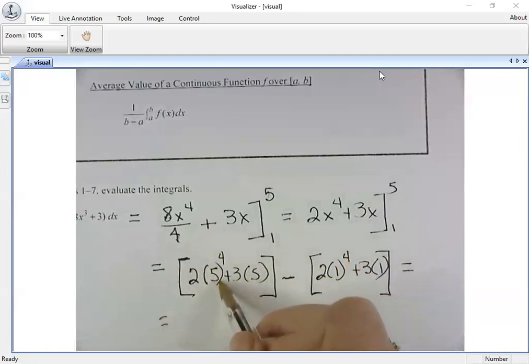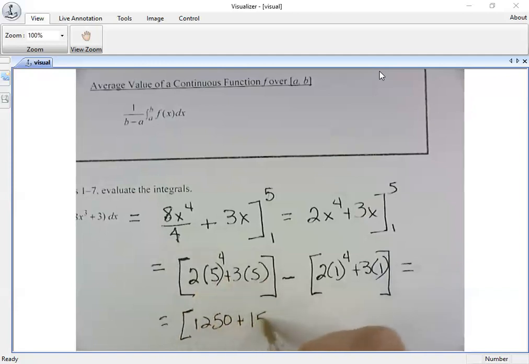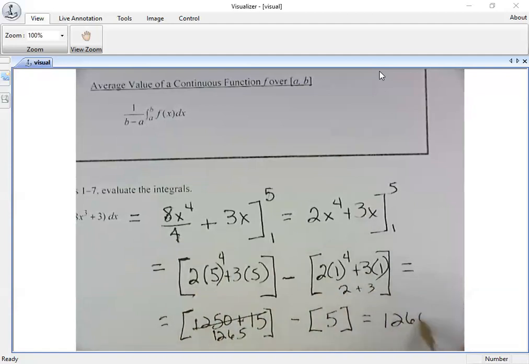5 to the fourth, I'm pretty sure is 625. And 625 times 2 is, so I've got 1250 plus 15 for my first bracket, minus, what am I going to get in the second bracket? 5. 2 plus 3, which is 5, right? So 1250 plus 15, that's 1265. And 1265 minus 5 is? That's my answer.